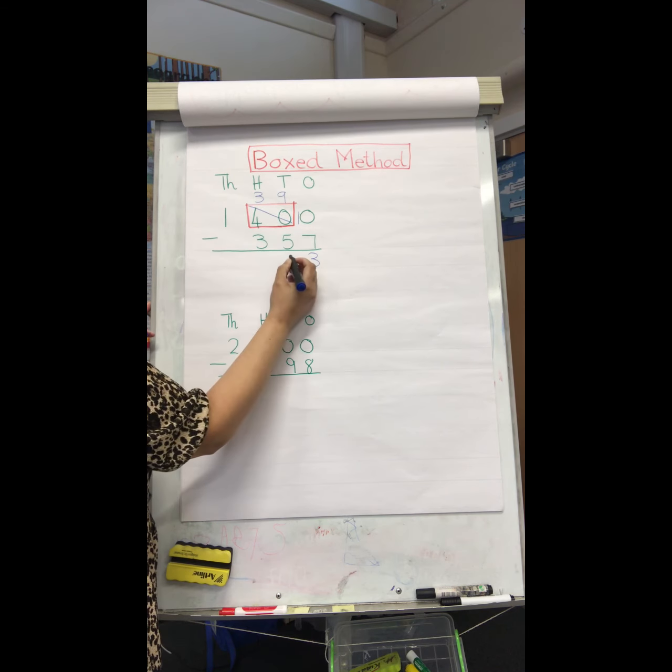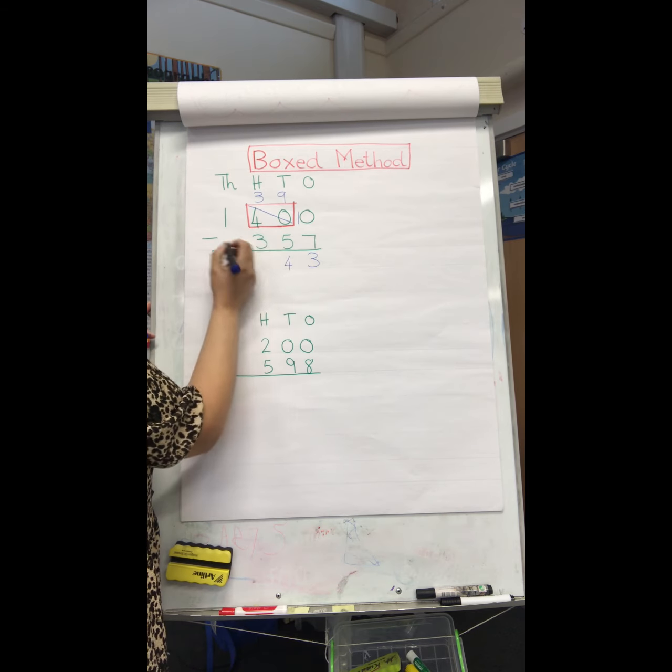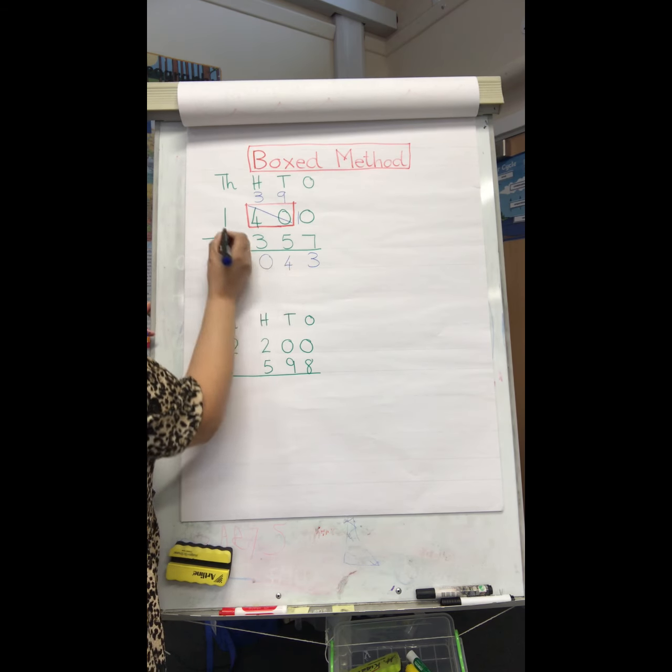9 take away 5 is 4. 3 take away 3 is 0. And 1 take away nothing is 1. Did you get the same answer? Well done. Let's try the next one.